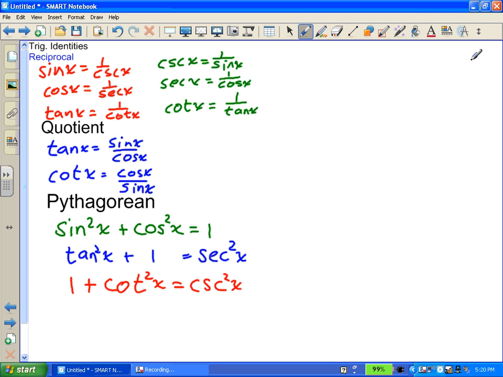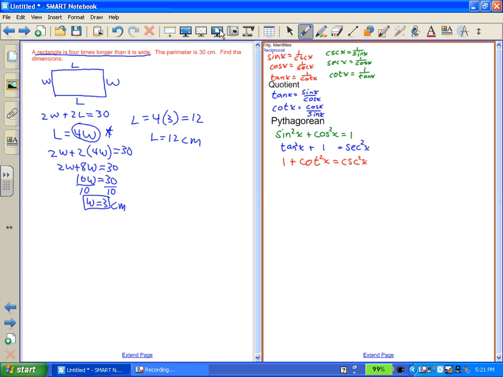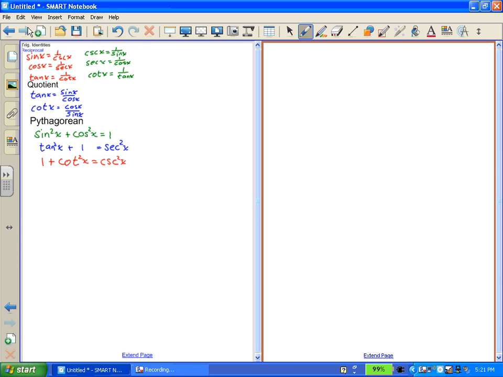Quotient identities, tan x equals sine x over cosine x, and cotangent x equals cosine x over sine x. And the three Pythagorean identities, sine squared x plus cosine squared x equals 1, tan squared x plus 1 equals secant squared x, and 1 plus cotangent squared x equals cosecant squared x. So the reason I wanted to write these down is I would need to keep these next to me when I'm doing these trig identities.